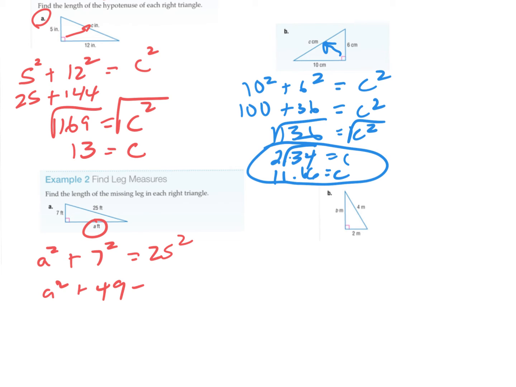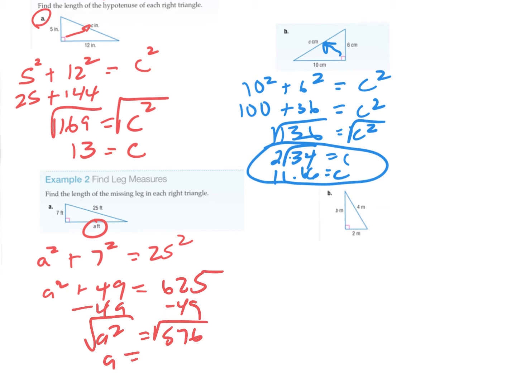25 times 25 is 625. So a squared plus 49 equals 625. And if I subtract 49 from both sides, I get 576. And then I have to take the square root to get a, and the square root of 576 is 24. And so a equals 24.